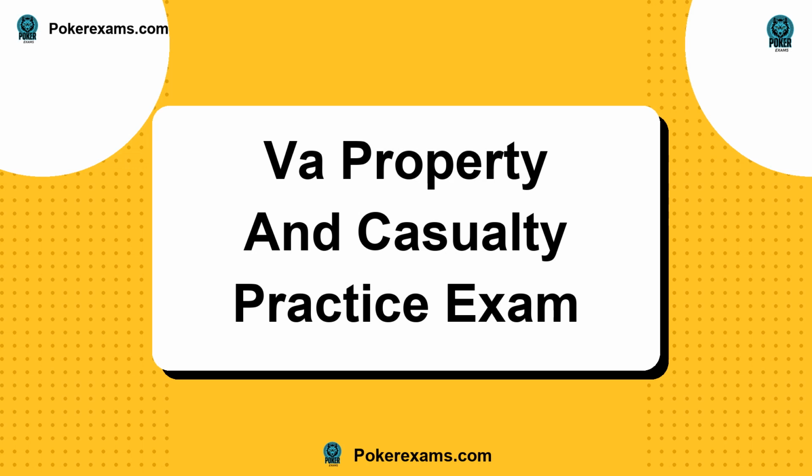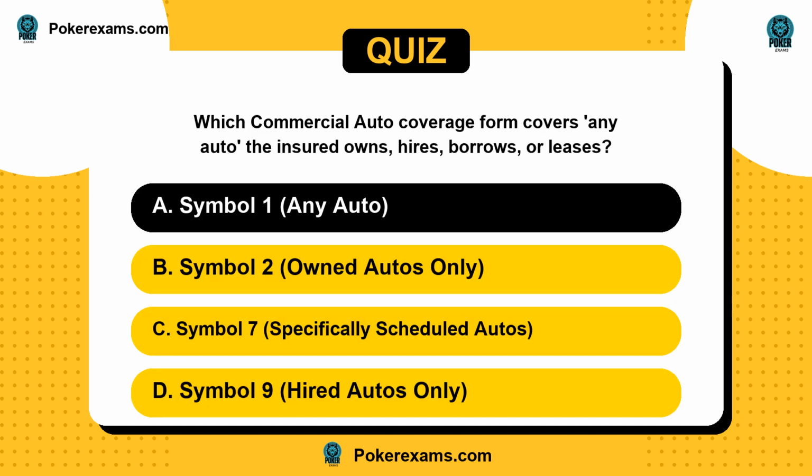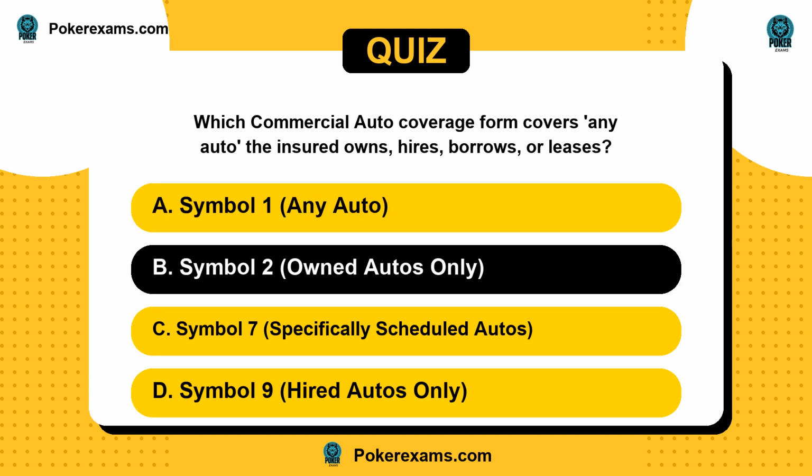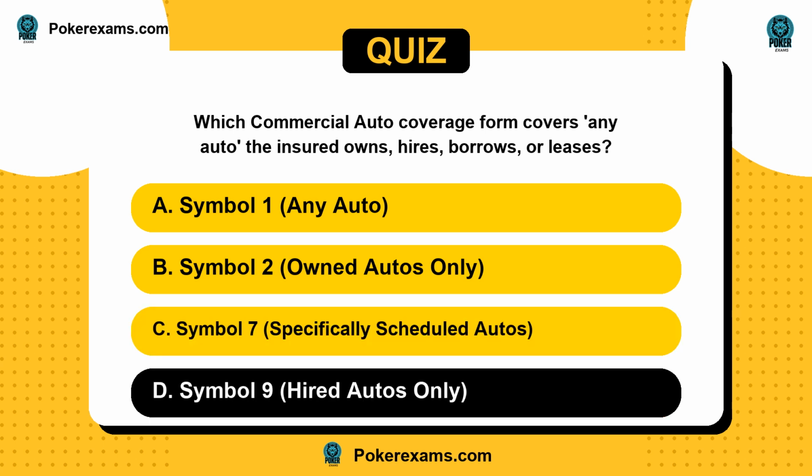Welcome to the quiz. Which commercial auto coverage form covers any auto the insured owns, hires, borrows, or leases? Is it A, Symbol 1, any auto? Or B, Symbol 2, owned autos only? C, Symbol 7, specifically scheduled autos? Or D, Symbol 9, hired autos only?